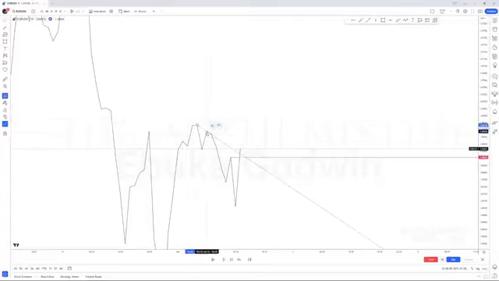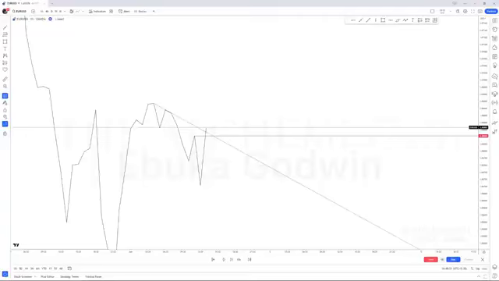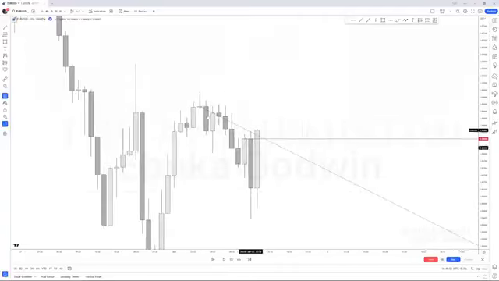There we go. We have a break and retest trend line. We call this a break and retest trend line. See, we had a trend line like this, which pushed price down here, and now it is broken. So now look at this.